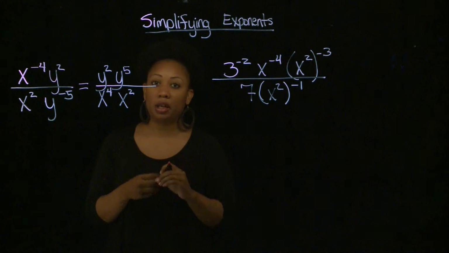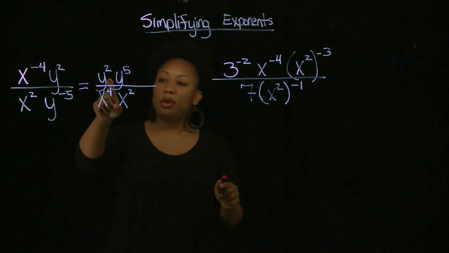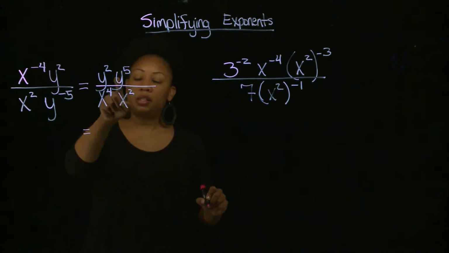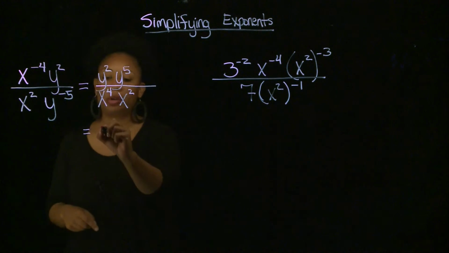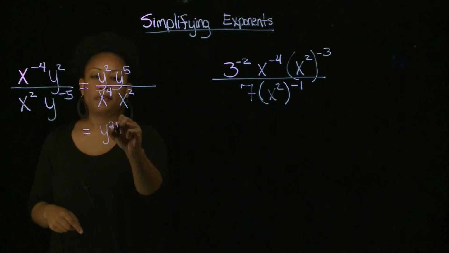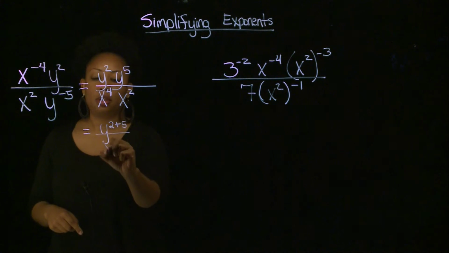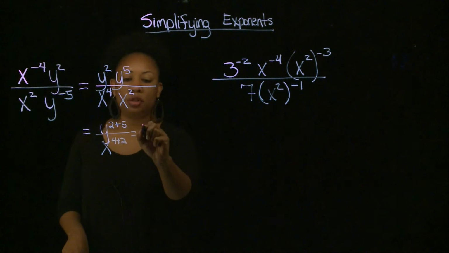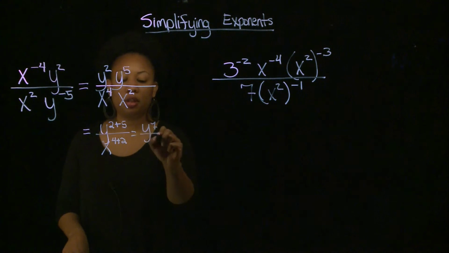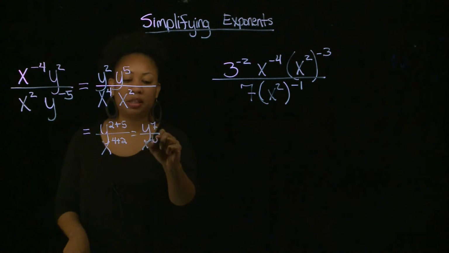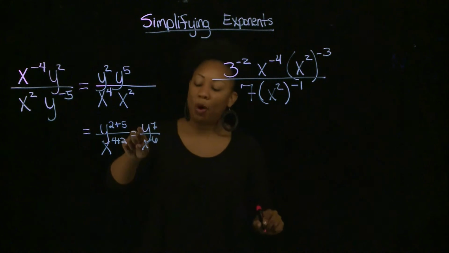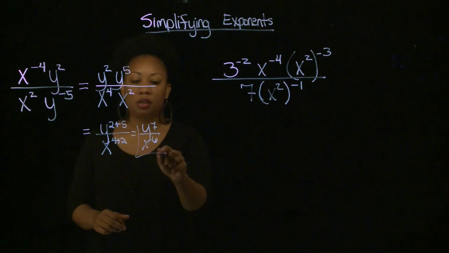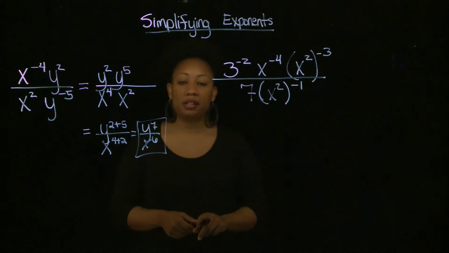Now I'm going to combine what I can. Remember, our power rule tells us that when we have bases that are the same, we can add our exponents. So we have 2 plus 5 over 4 plus 2. So we have y to the 7th over x to the 6th. Now remember, we have a y and an x, so we cannot combine these because our bases are different. So this is going to be my final answer.